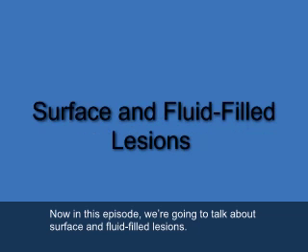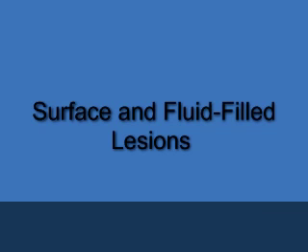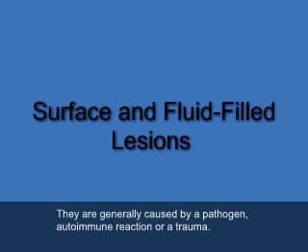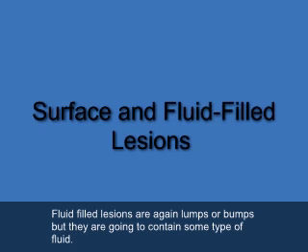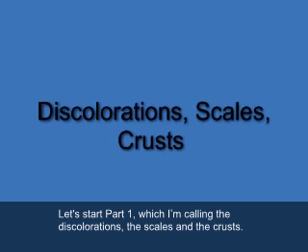Now, in this episode, we're going to talk about surface and fluid-filled lesions. Surface lesions are changes in the surface of the skin that do not break the skin. They're commonly discolorations or lumps or bumps. They're generally caused by a pathogen, an autoimmune reaction, or a trauma. Fluid-filled lesions are, again, lumps or bumps, but they're going to contain some type of fluid. Well, let's do part 1, which I'm calling the discolorations, the scales, and the crusts.